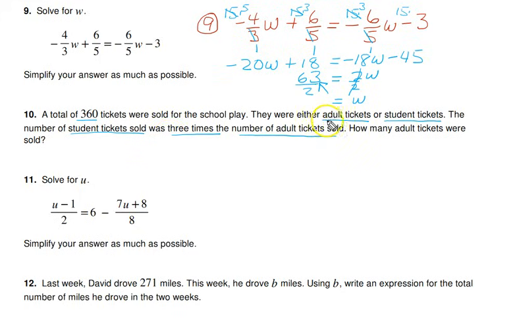So, student tickets was 3 times the adult tickets. So we don't know the number of adult tickets sold. So we're going to say the adult tickets sold were A. A for adult tickets. This stands for a number. Could be 50 or 60 or whatever. Now, we know the student tickets sold was 3 times the adult tickets sold. So plus 3A. And we know the total tickets sold was 360.